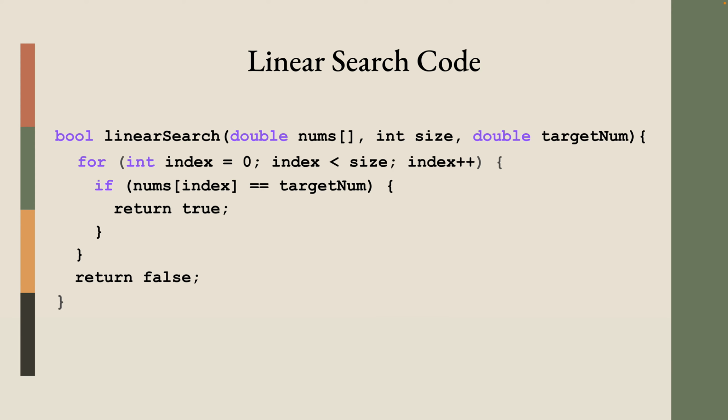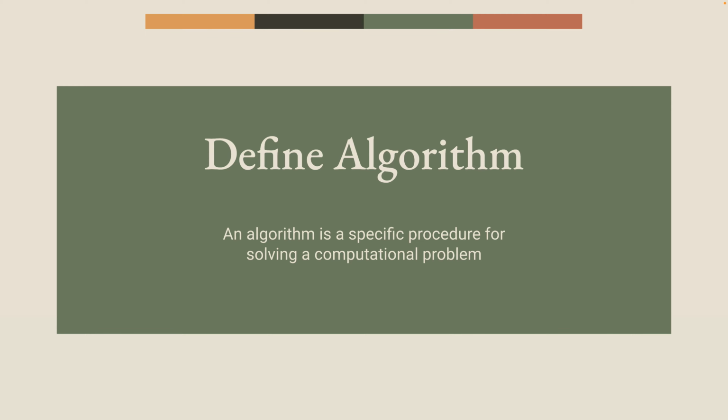Okay. Hopefully some of this was review if you've done Lab 9. But now we're going to talk a little bit about runtime analysis and algorithms. So an algorithm is a specific procedure for solving a computational problem. In this class, this is kind of our first real main algorithm.